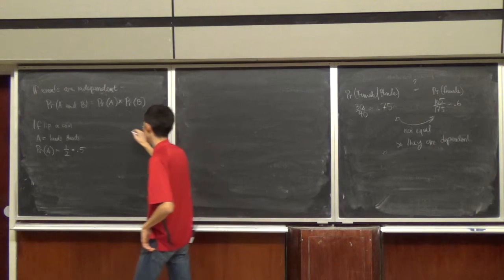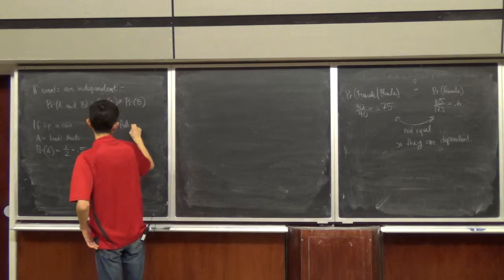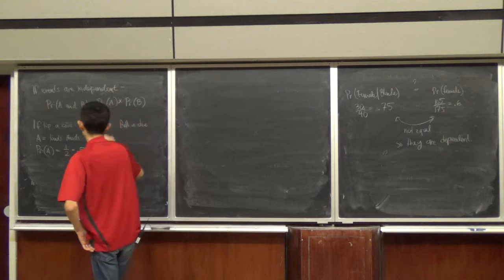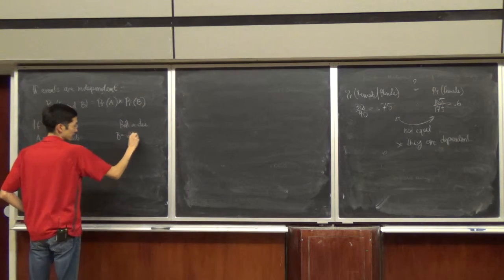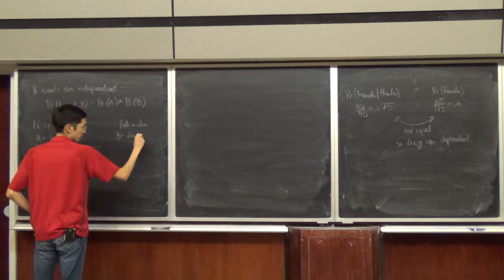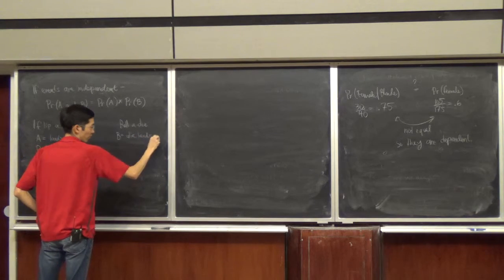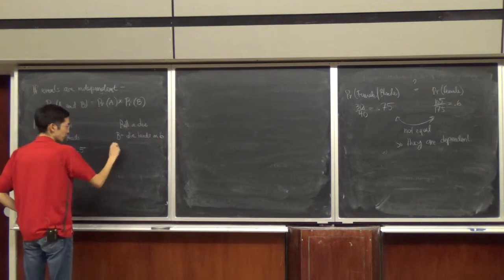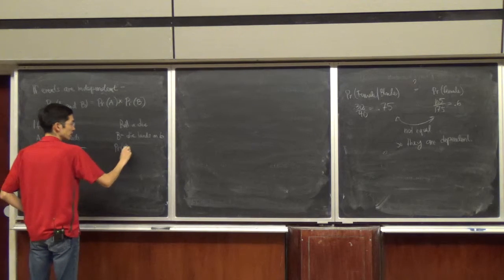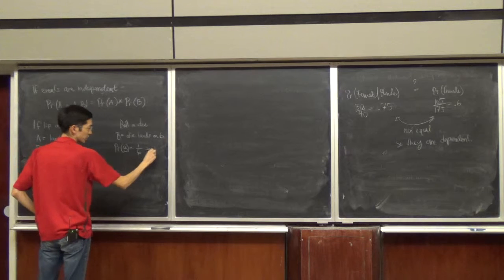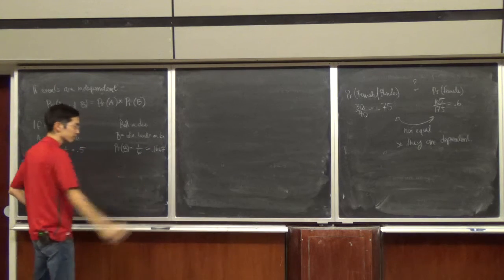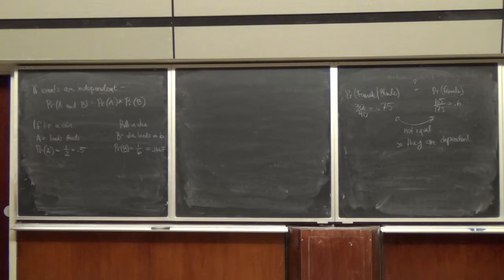Also roll a die. And I will say B is that the die lands on 6. Okay, so the probability of B is equal to what? 1 out of 6, or 0.1667. So far, so good?